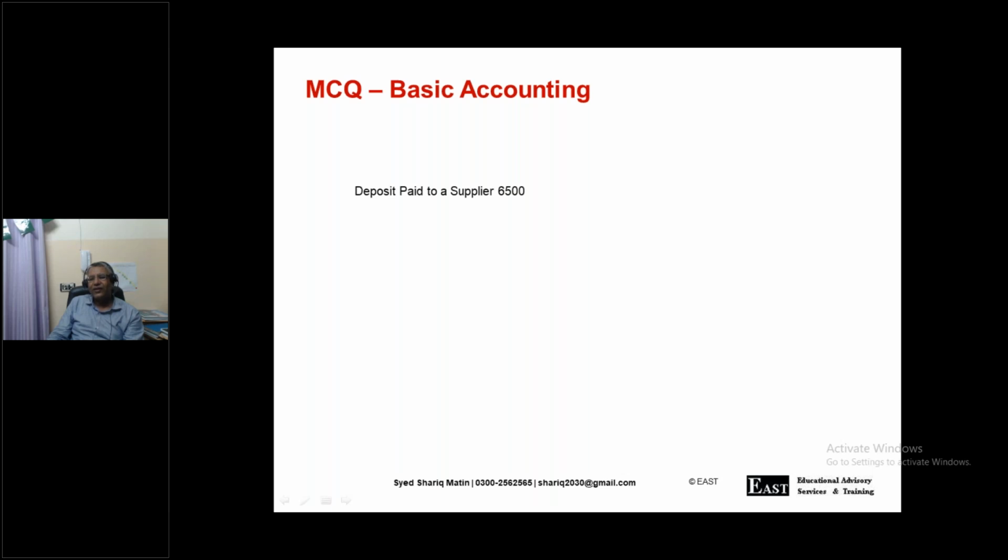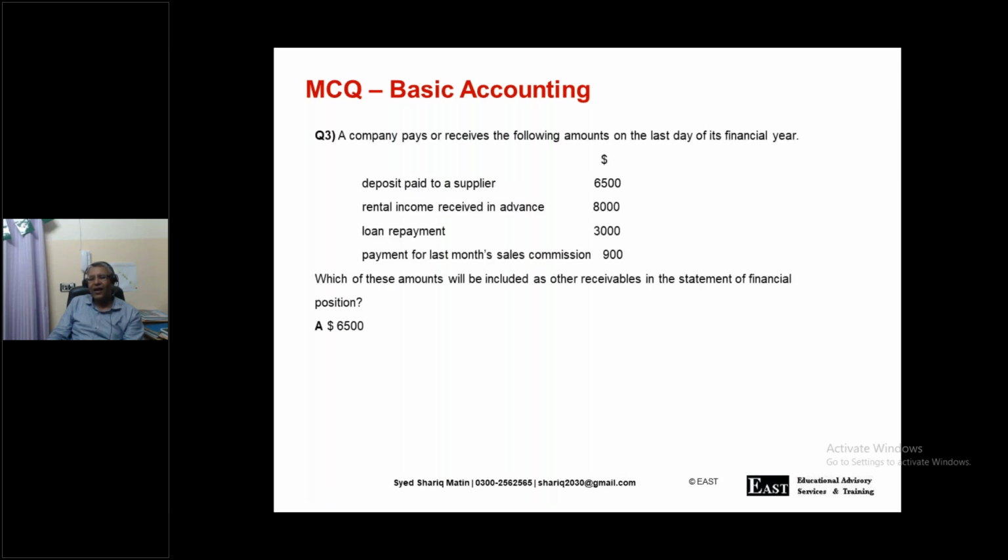Please let me know if it is clear or not. I would like to explain it if it is not. Any amount that you paid in advance is an asset, a current asset in most of the cases.